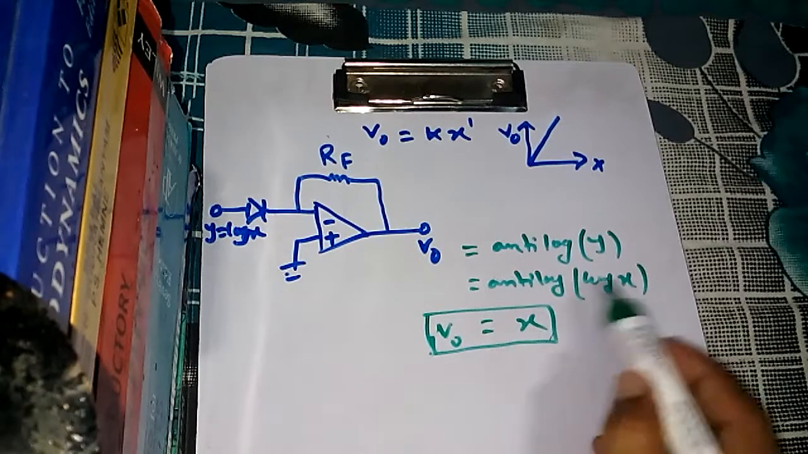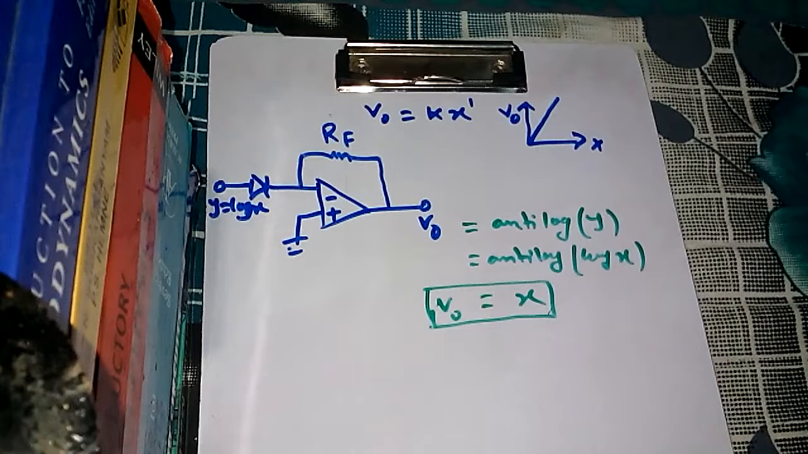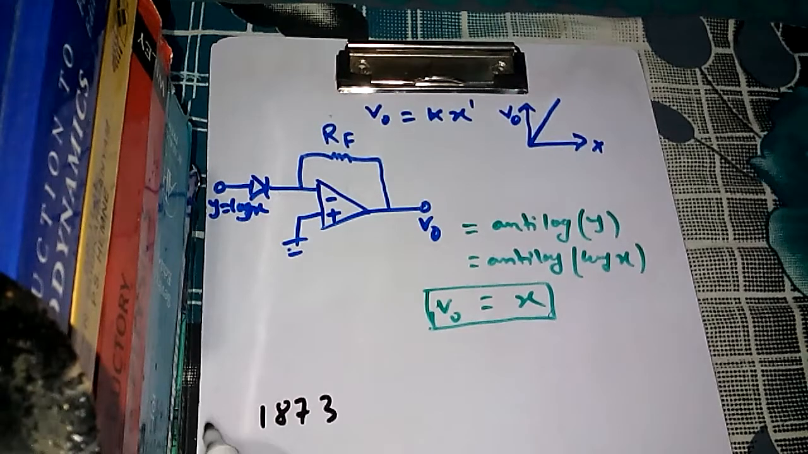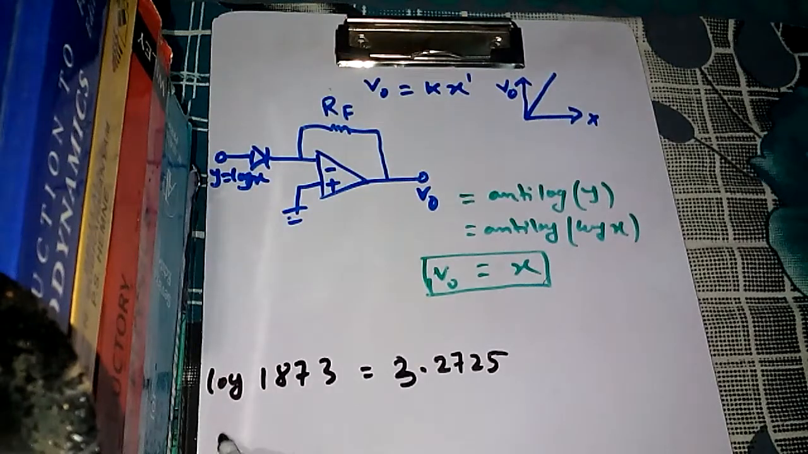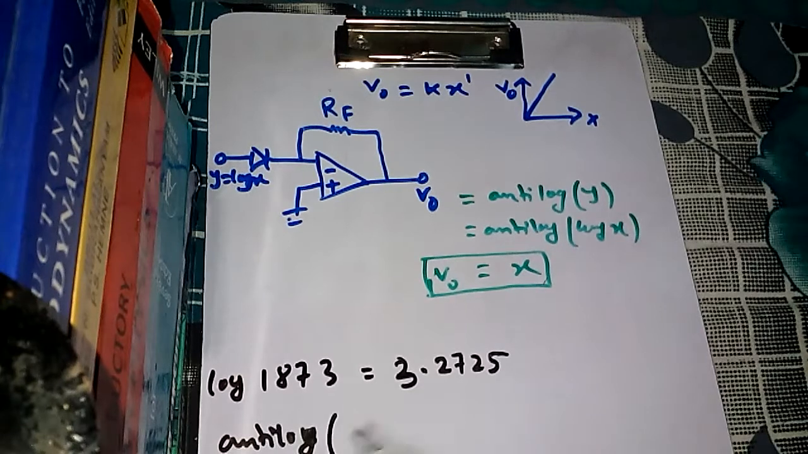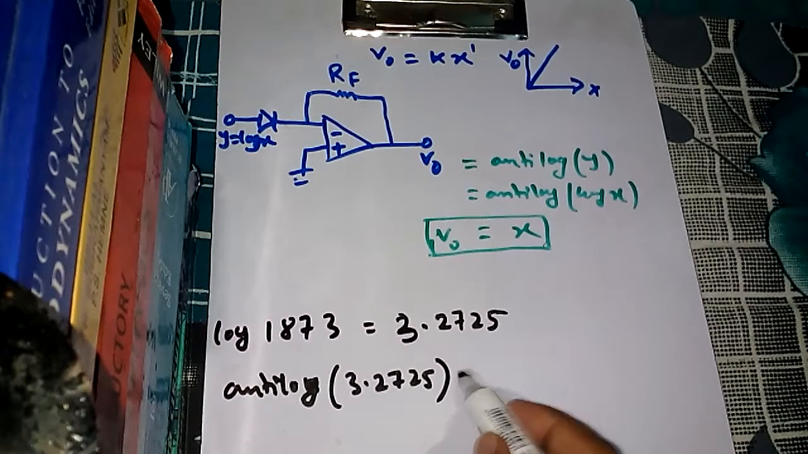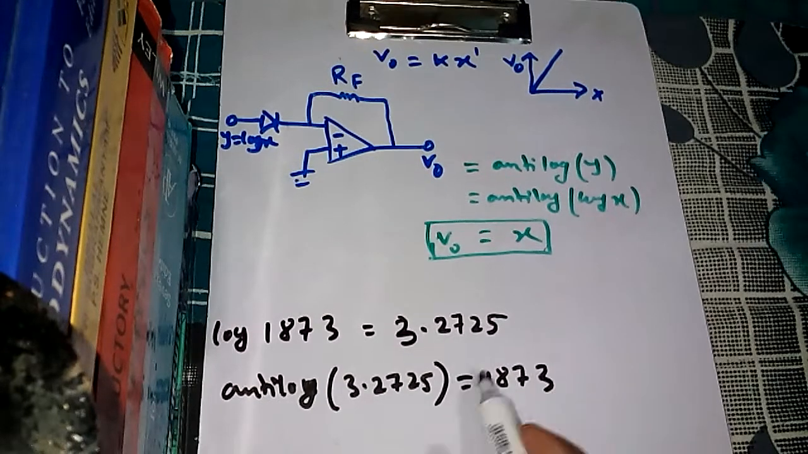Why did I say anti-log of log of x is equal to x? It is because, suppose you have a number, let us take a number 1873. If you find the log of this, you will get 3.2725. Now if you do anti-log of this number 3.2725, then what do you get? You get 1873. You get the number.